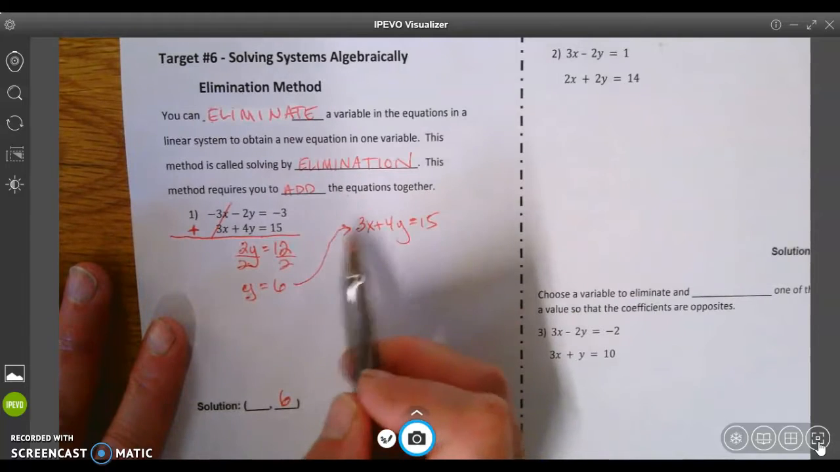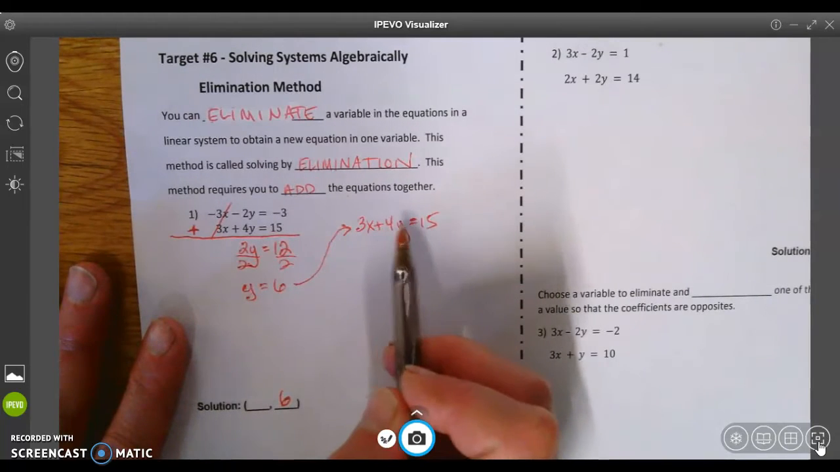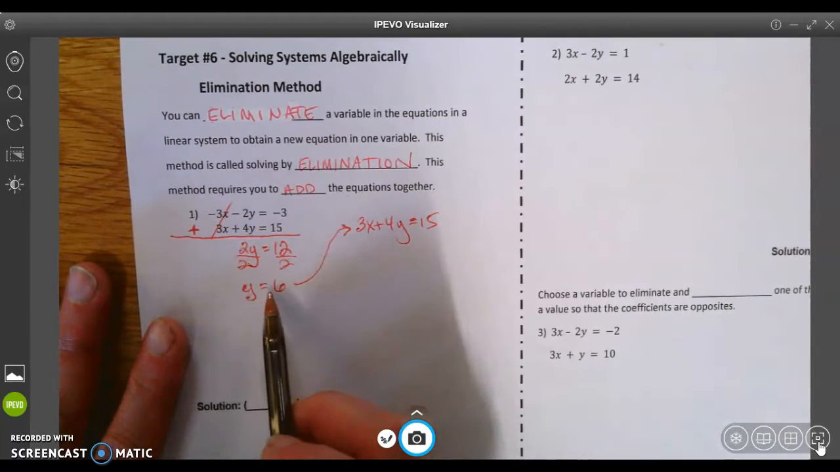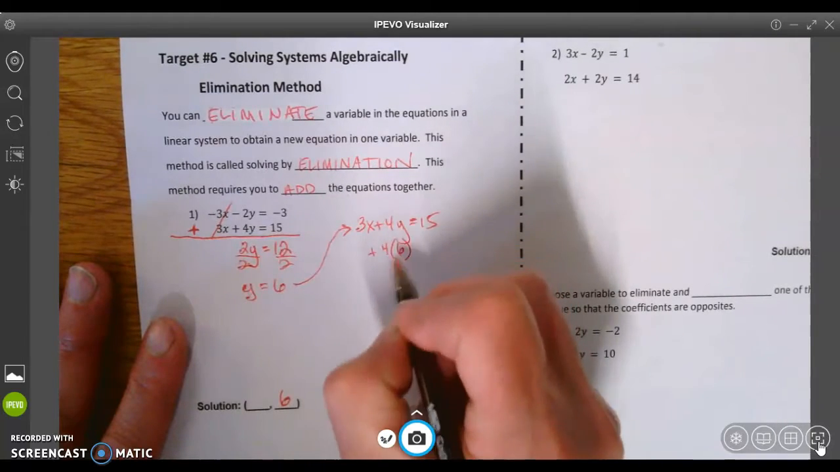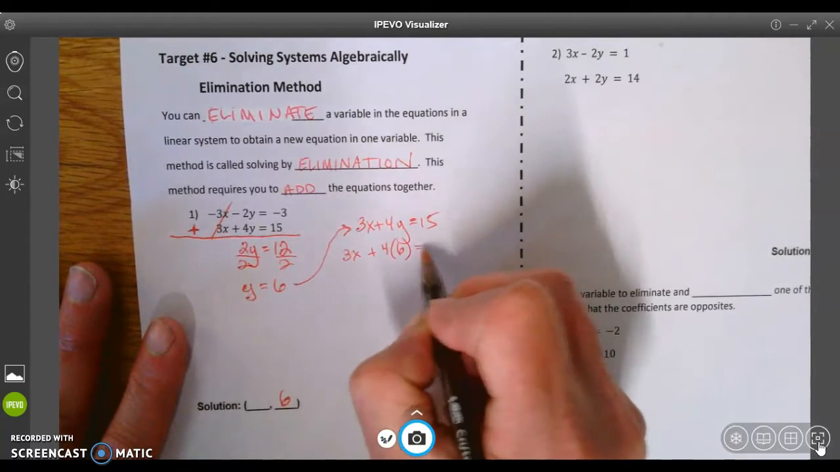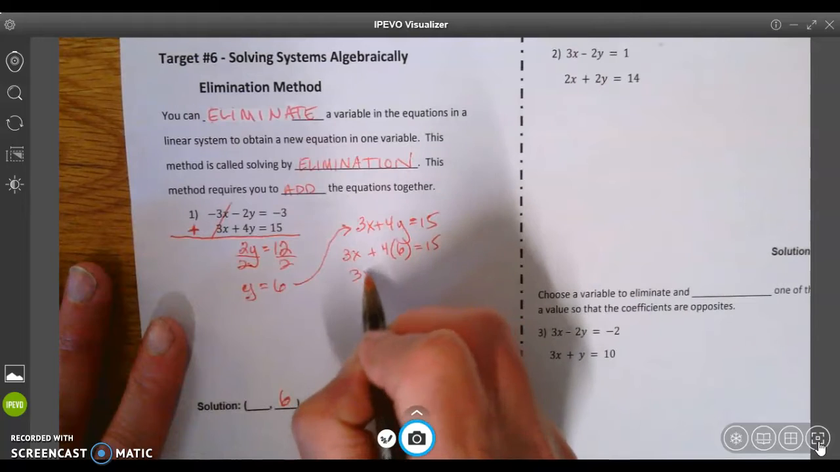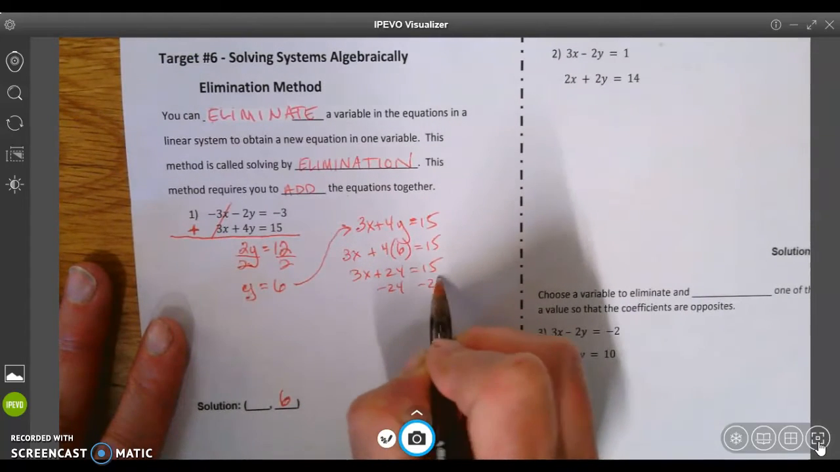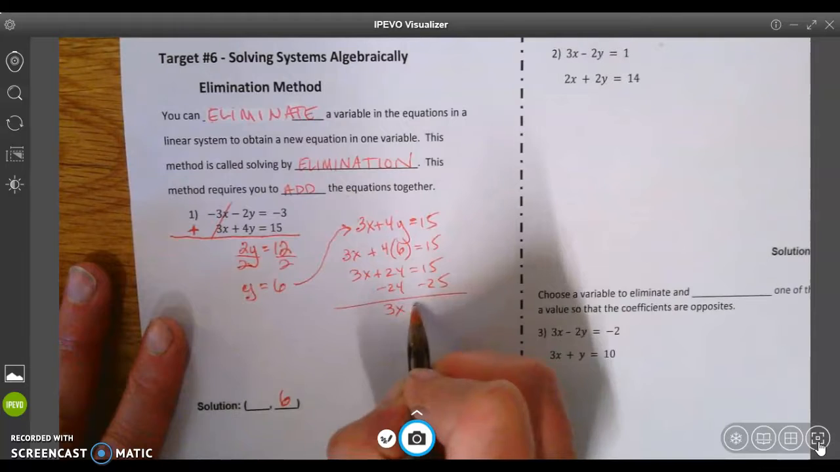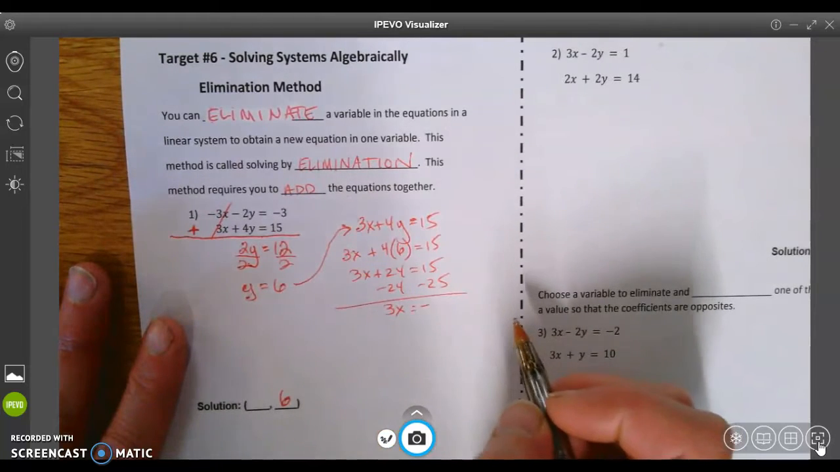So if I know that 3 times x plus 4 times y equals 15, and I now know that y equals 6, we're going to substitute y with 6. We're going to bring down everything else. We're going to clean it up, and we're going to solve for x. Being very careful to keep everything where it belongs.